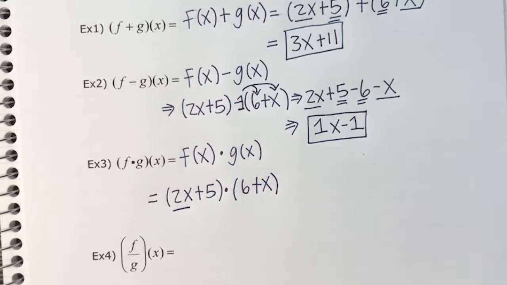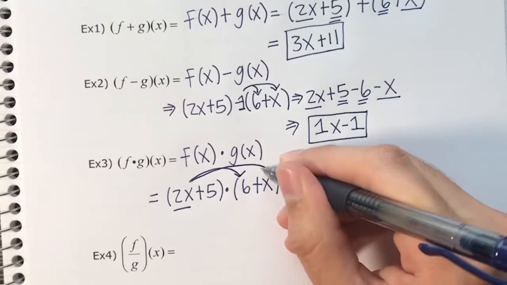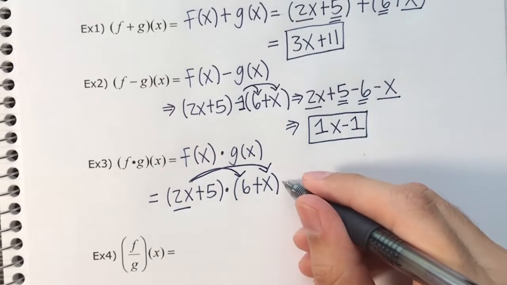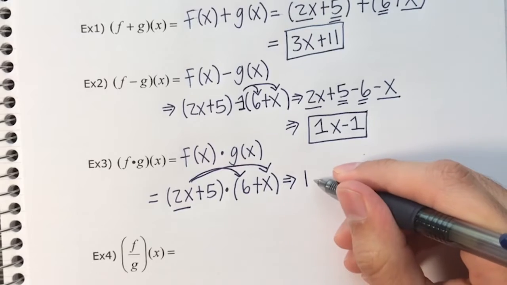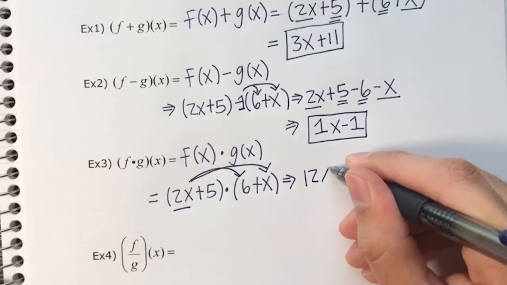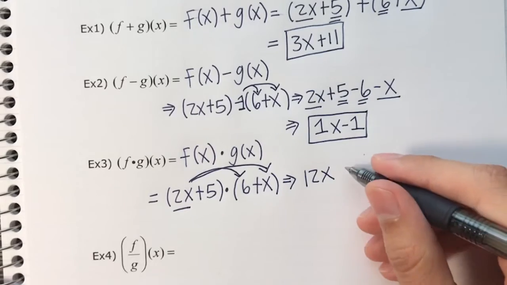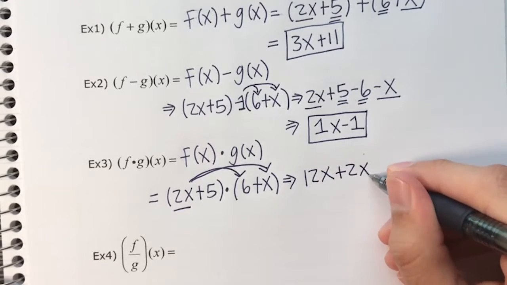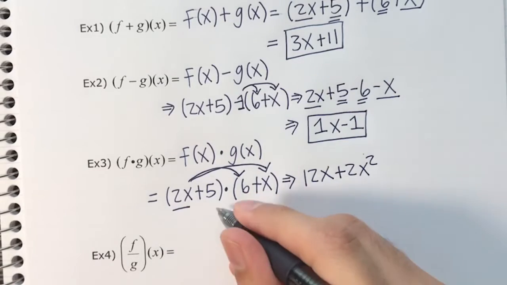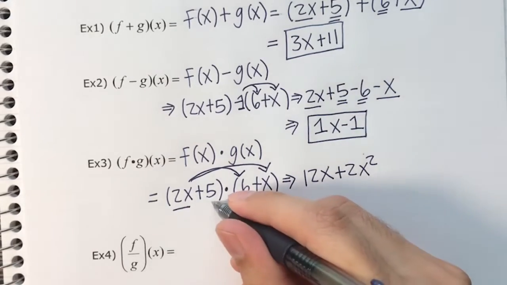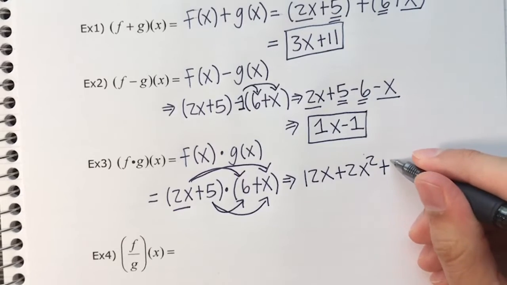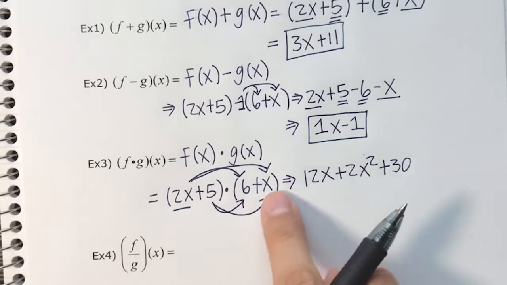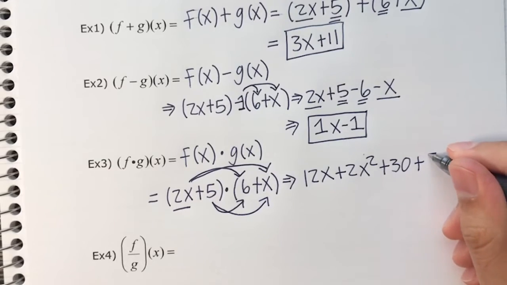First, we start with the 2x. So we have to multiply the 2x to the 6, and then we have to multiply the 2x to the x. And what will that look like? Well, let's see. 2x times 6, that's 12x. 2x times x, that's plus 2x squared. Now let's distribute this 5 to the 6, and let's distribute this 5 to the x. 5 times 6, that's 30. 5 times x, that's positive 5x.